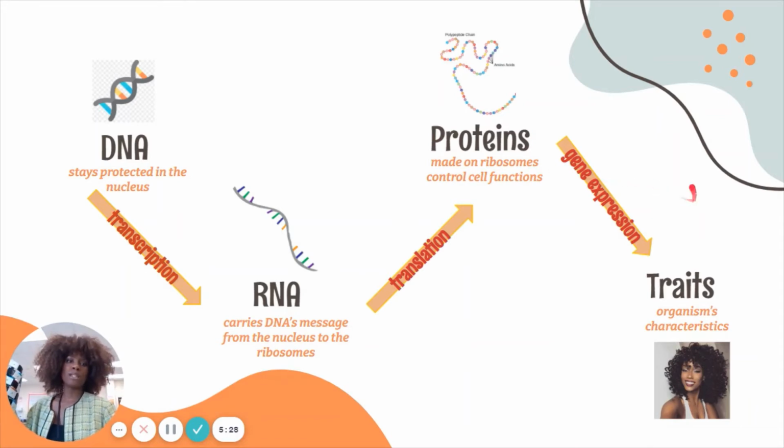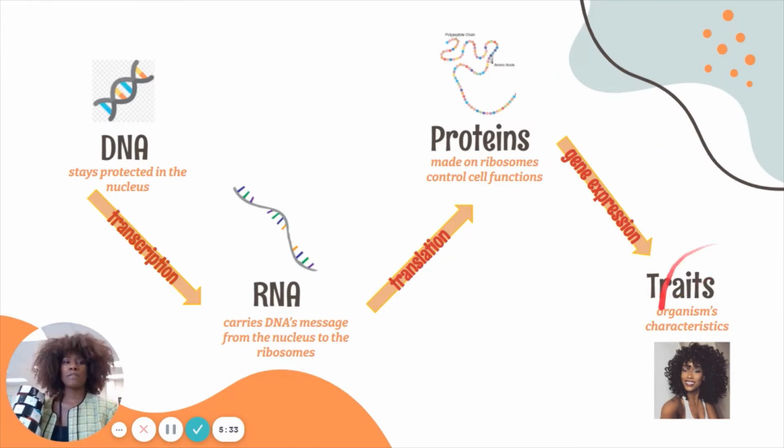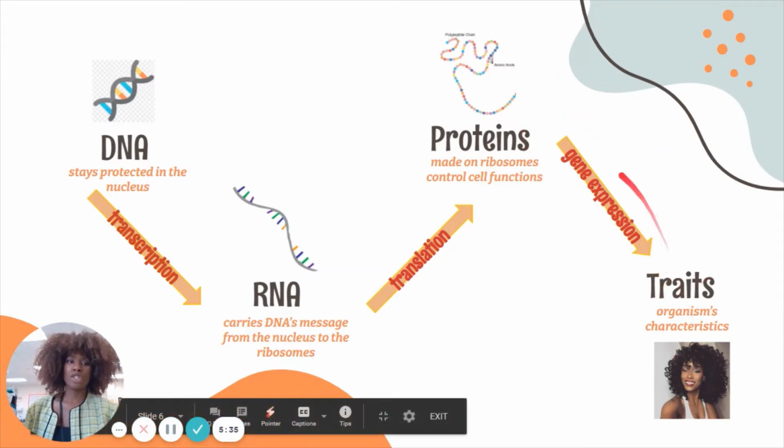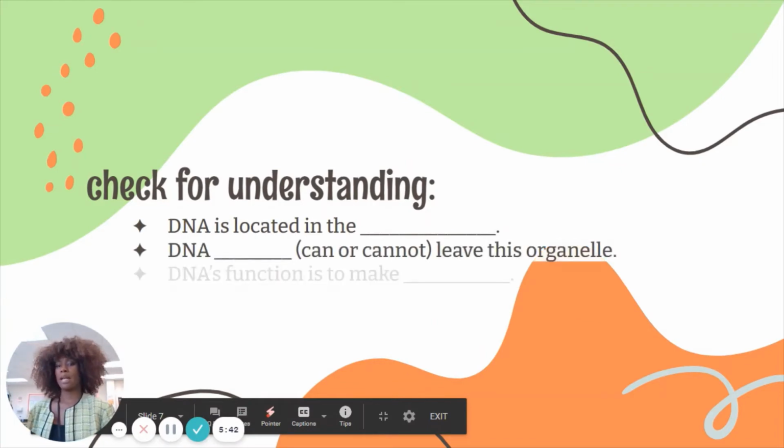And then there's this process, it's called gene expression. So some genes are turned on and some genes are turned off, and that's what gives us our traits. We'll talk more in depth about gene expression and chromosomes and all of that in coming lessons. So let's do a quick check for understanding.